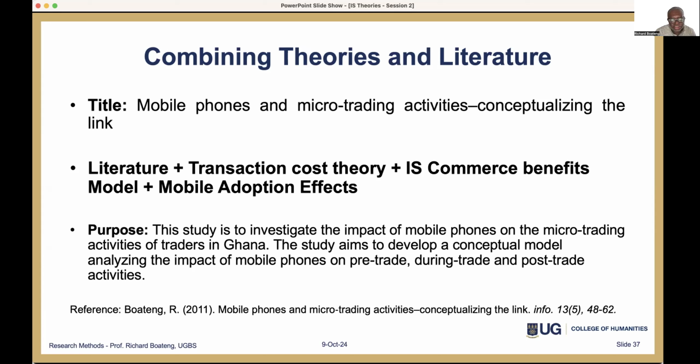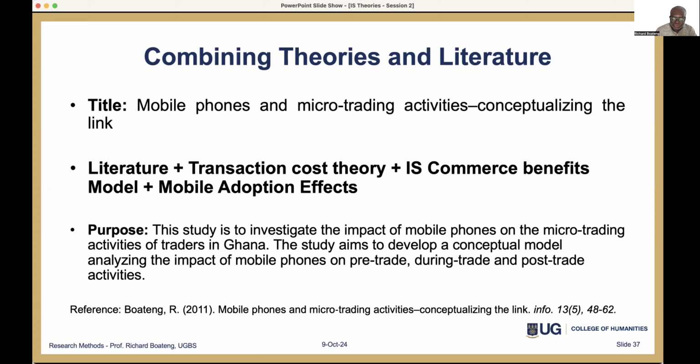Okay. So let's take it one by one. This study seeks to investigate the impact of mobile phones on micro trading activities of traders in Ghana. Good. The study aims to develop a conceptual model and analyze the impact of mobile phones on pre-trade, during trade, and post-trade activities. So let's go in a bit. The pre-trade, during trade, and post-trade come from economics. So that is one. We have established that.